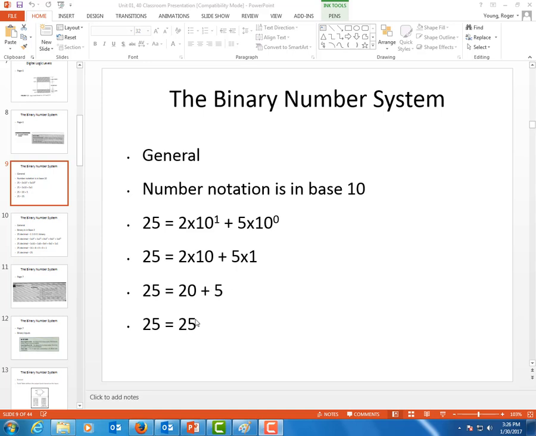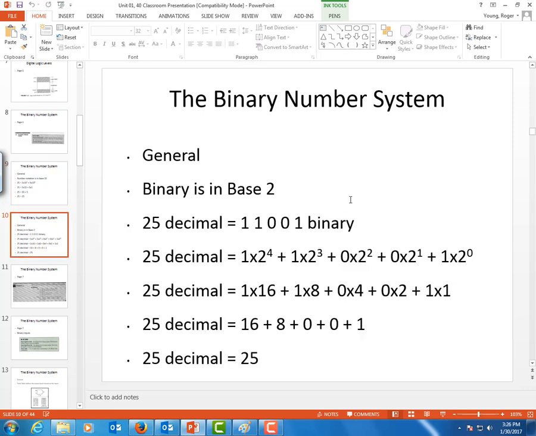This is a very basic example, and this is how most of us communicate on a daily basis. We daily communicate with others this way using decimal. But now, what about binary? Let's go to binary. There we are.